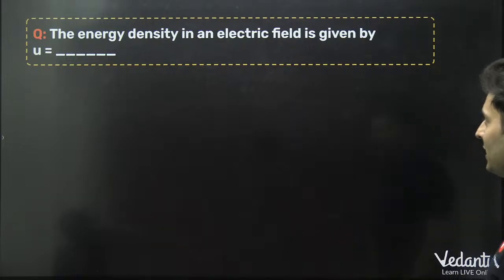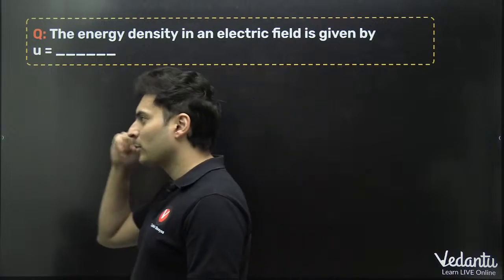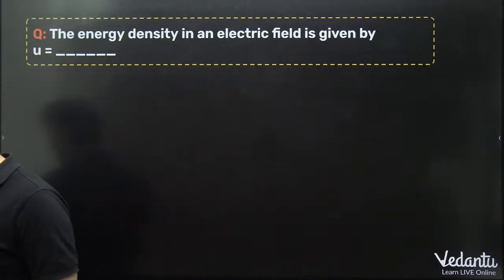Moving on. Energy density in an electric field is given by the standard formula, in joules per meter cubed. That's energy density.